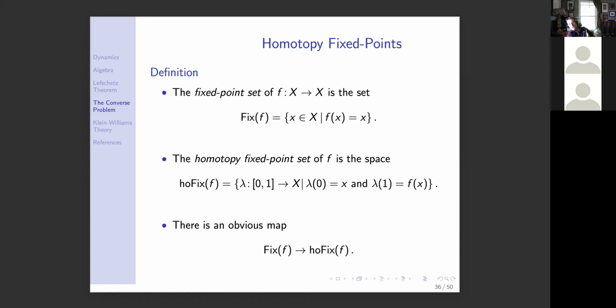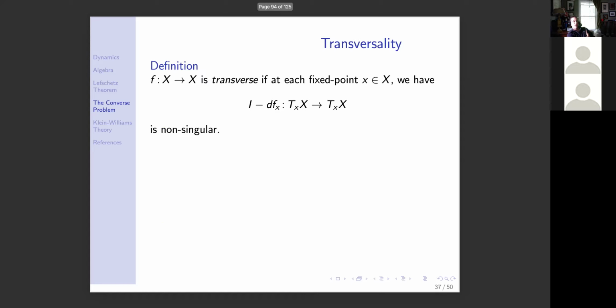Okay, this is a key feature in what follows. Remember it. Now, a basic technical tool in all of this is transversality. We'll say that F is transverse, or rather, it really means that the graph of F is transverse to the diagonal.